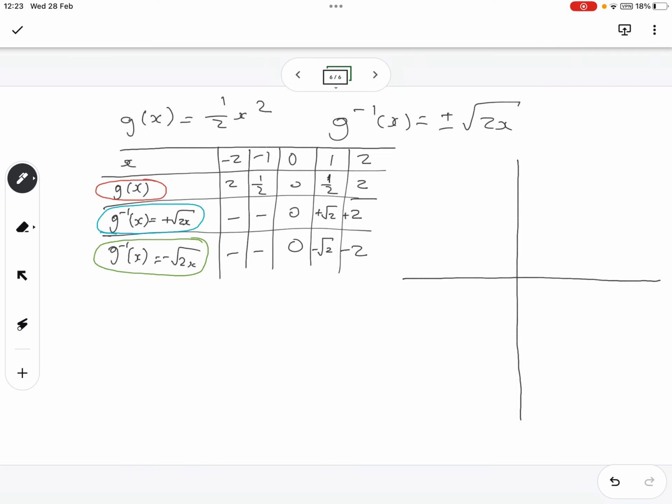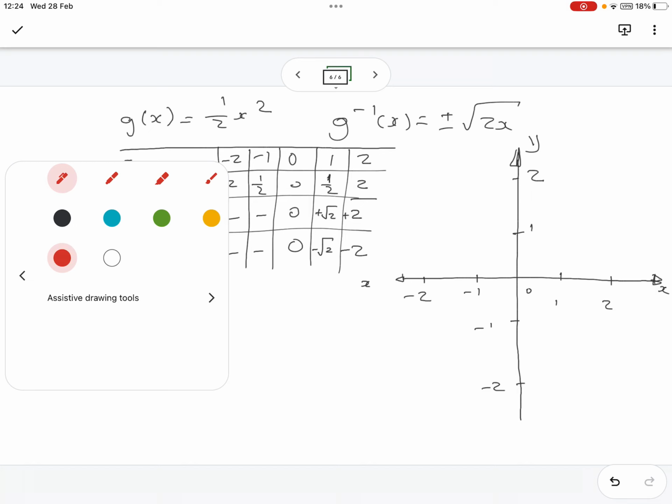As we are plotting, we'll have a negative 1 there and a negative 2, and this is on the x-axis. And on the y-axis, we'll have 1, 2. We'll also have negative 1 there and a negative 2 there. Somewhere there we'll have 0, then we'll have 1 and 2.